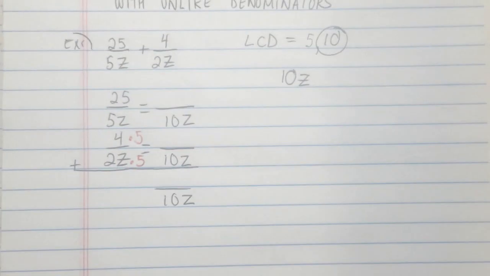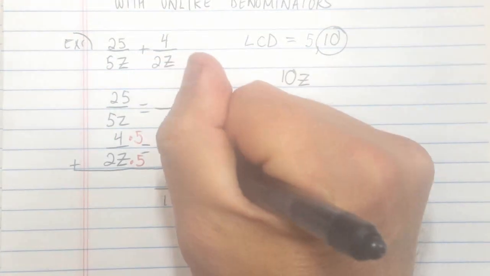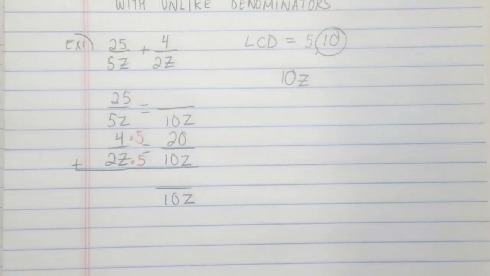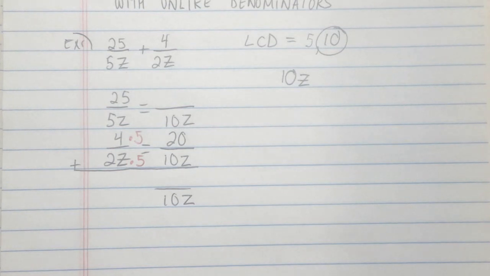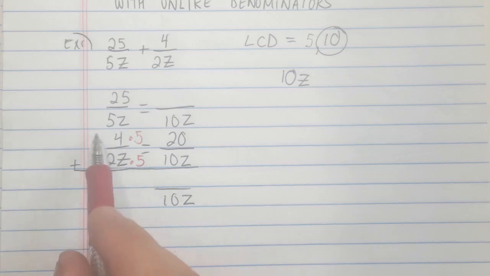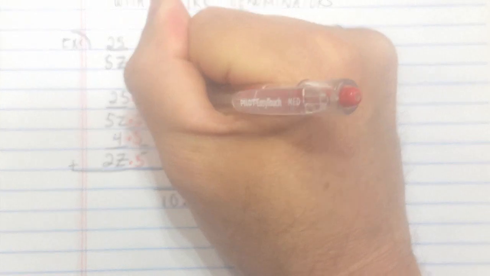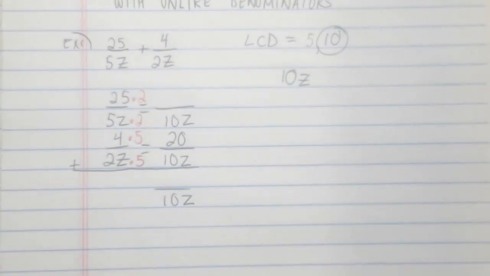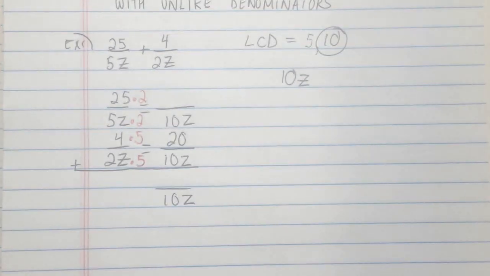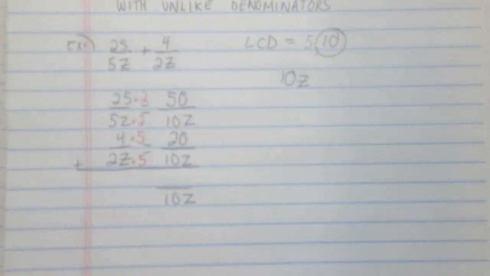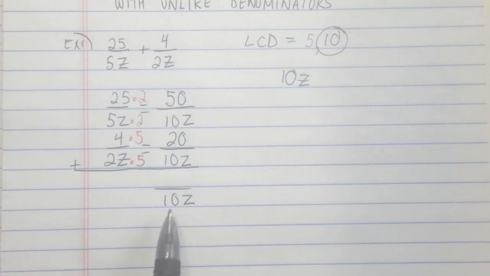And it'll take a second sometimes to focus. So 4 times 5 would then give me 20. So that's how we rewrite that bottom fraction. So we go to the 25 over 5z. What do I need to multiply to 5z to get it to 10z? Again, 5 times what would give me 10? And the answer is 2. So again, I'm doing that both places, my numerator and my denominator. 25 times 2 would give me 50.